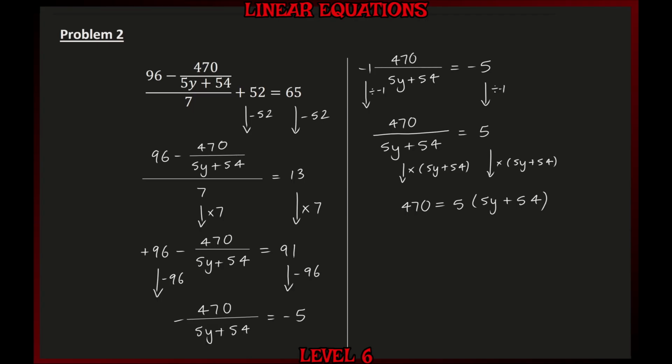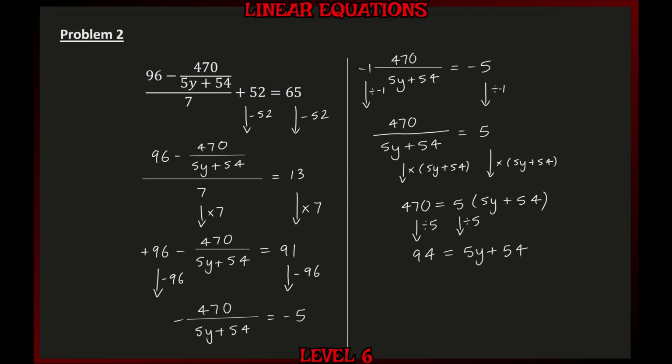As in the previous example, we could expand this bracket and solve. We can also remove the times 5 from in front of the bracket by dividing both sides by 5. And on the left, 470 divided by 5 gives us 94. And on the right, the times 5 and the divide by 5 cancel out to leave us with 5y plus 54.